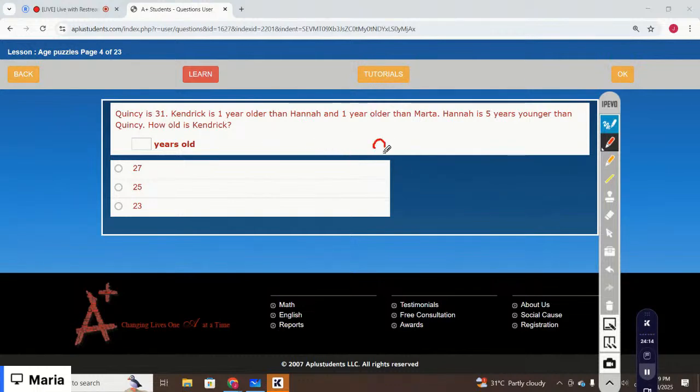Quincy is 31. Kendrick is 1 year older than Hannah and 1 year older than Marta. Hannah is 5 years younger than Quincy. So Hannah is 31 minus 5, which is 26. Now, Kendrick is 1 year older than Hannah. So add 1 to Hannah's age, that is 27. So that means Kendrick is 27 years old. Option number 1 is the correct option.